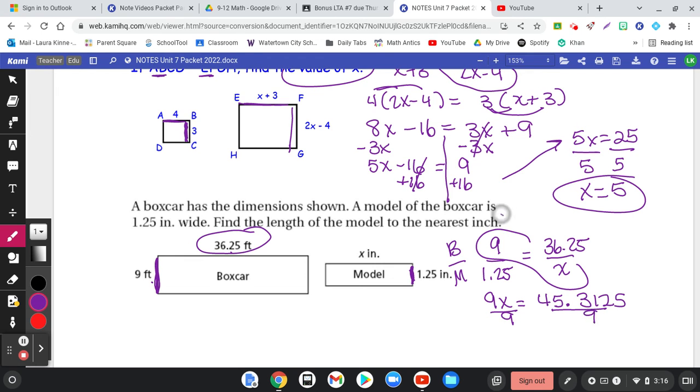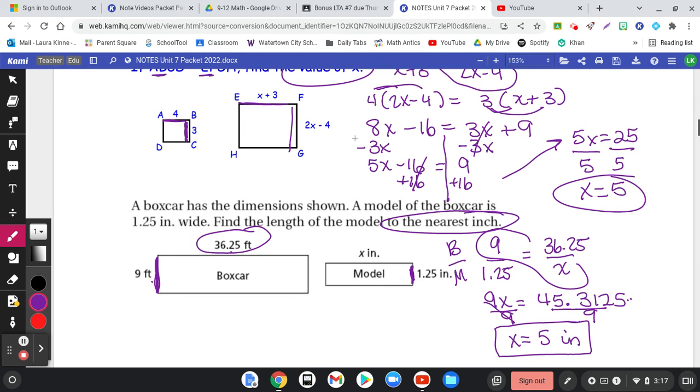Now notice it said to round to the nearest inch. Don't round right here. Round at the end. Sometimes it makes a difference. And we get 5, and it's inches because you're looking at the model. Okay, so that's similar figures.